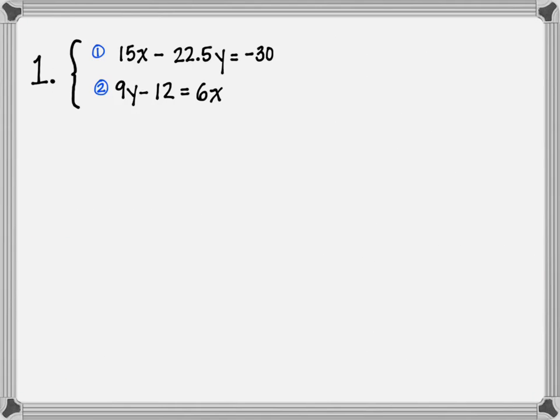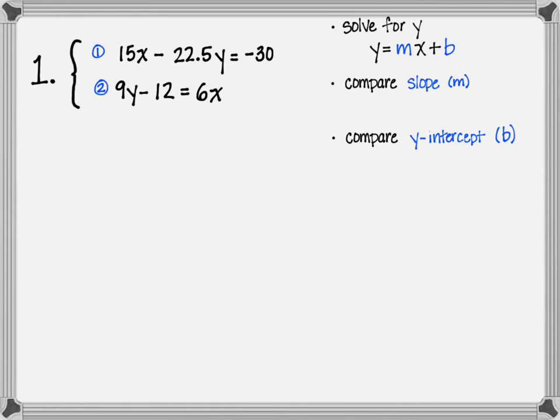So here's the first one, and the steps are to do the following. First of all, for each of the equations in the system, solve for y, meaning put it in the slope-intercept form of a line, the y equals mx plus b. First, you'll compare the slopes, and if needed, you'll move on and compare the y-intercepts.